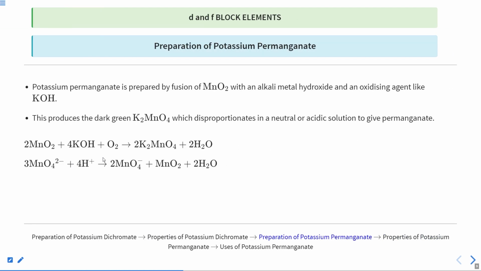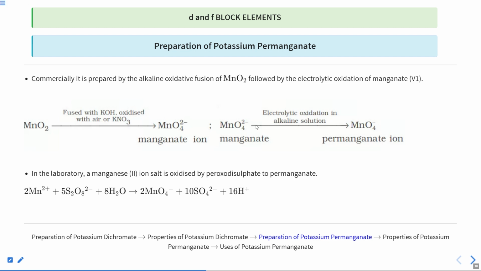Now, if I talk about potassium permanganate, how is it prepared? Potassium permanganate is prepared by the fusion of MnO2 with an alkali metal hydroxide, that is KOH. First we fuse it, then we get potassium manganate. Then in neutral or acidic solution, this potassium manganate gets disproportionated into potassium permanganate and manganese dioxide. In the industrial method, this is done with the help of electrolytic oxidation in alkaline medium.